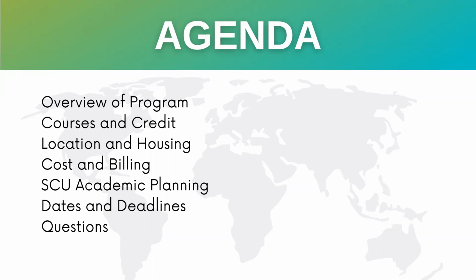So we have a really realistic picture of what this program is as you are going through the process of deciding to apply and submitting your application. We, of course, are going to talk about courses and credit because that is really at the heart of how we have looked at establishing this program. And we'll touch a little bit on the location of the academic center in Baoshan, as well as the housing that API is connecting our students with.